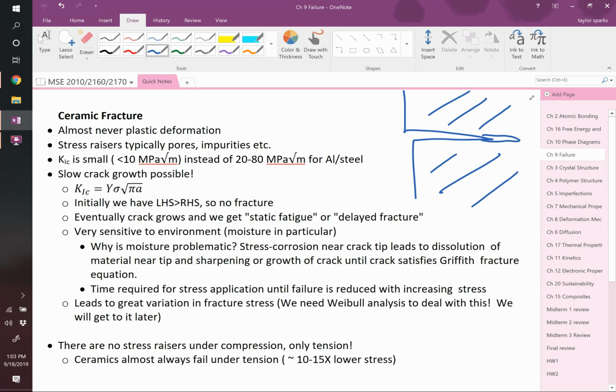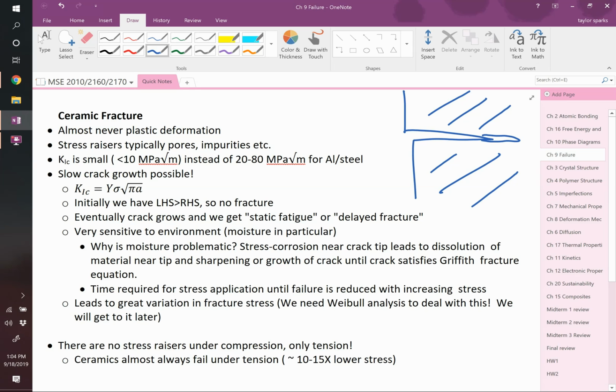So be aware that this is something that can happen. It's mostly something we care about with ceramics, this stress corrosion cracking or slow crack growth. So fast crack growth is like what I just described. If you lick that thing and it pops, it breaks. Slow crack growth could happen over a long period of time. Maybe it's years or months.